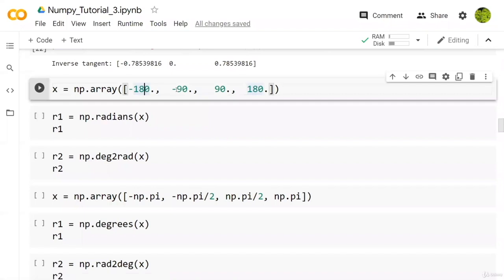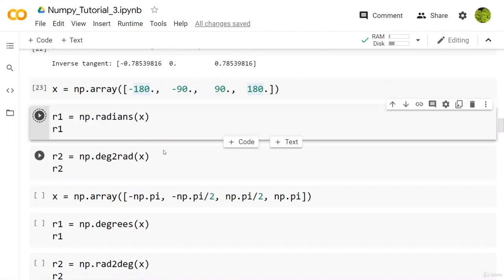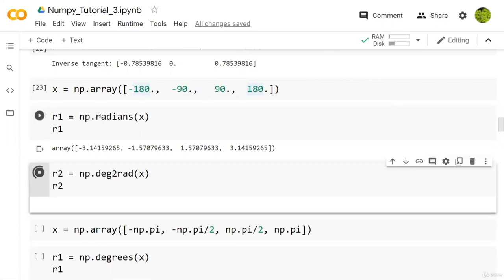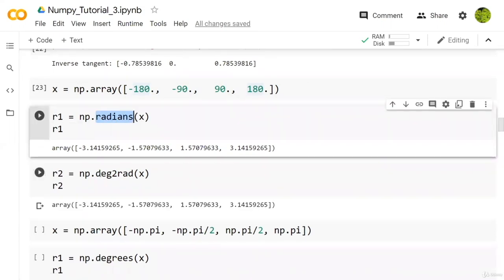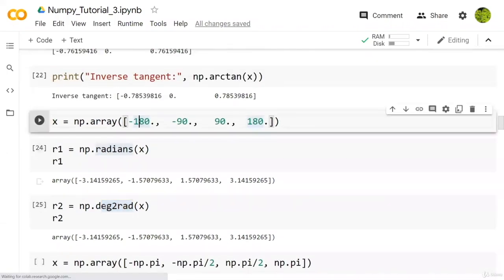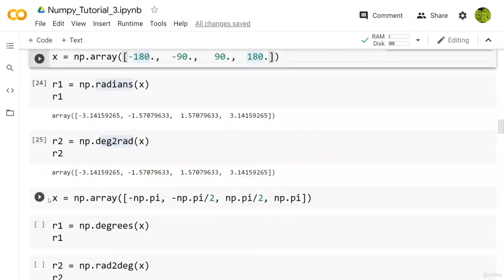Suppose I have the values 180, 90, 90 and 180. These are values in degrees. I can convert them into radians. So these are the radian values: pi, pi by 2, pi by 2, pi, and this is minus pi by 2, minus pi by 2, pi by 2 and pi. I have another method also: instead of radians, I can write deg2rad, which is also going to convert the values into this format.